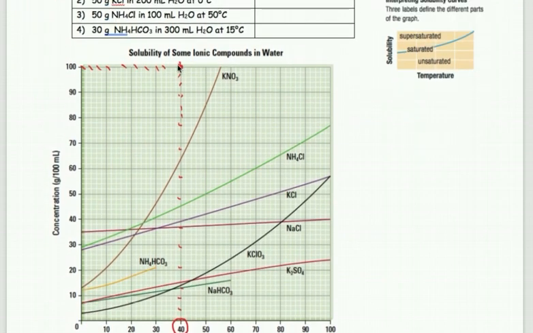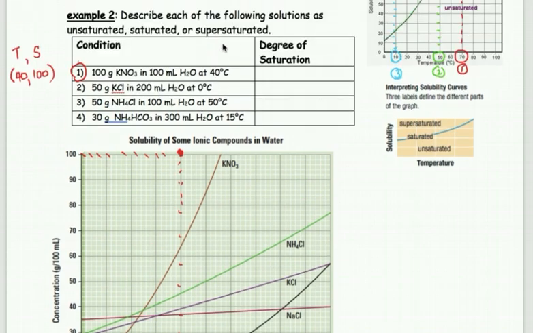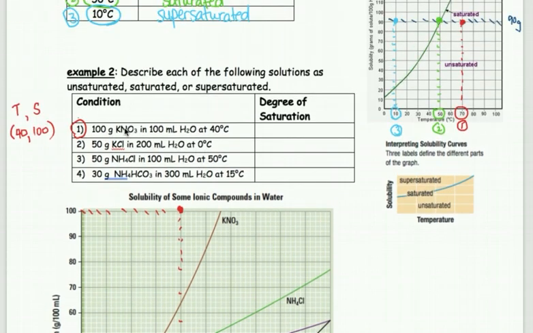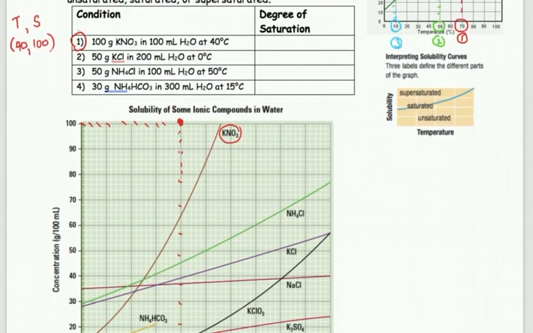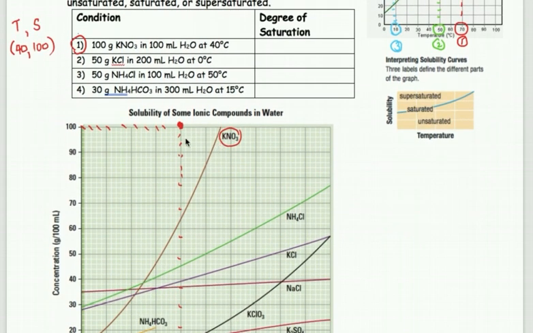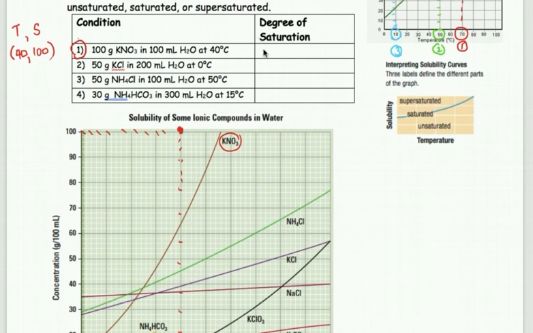There it is, okay? And then we look for potassium nitrate. Because this says potassium nitrate, so here's potassium nitrate. Here's the curve for potassium nitrate. It's this one that goes like this. So if we take a look at where that point is compared to the saturated line, remember this curve here is the saturated line? See how it's above? So you would say this is supersaturated. So if I ask you for the degree of saturation, that's what I want. I want you to tell me supersaturated, saturated, or unsaturated.